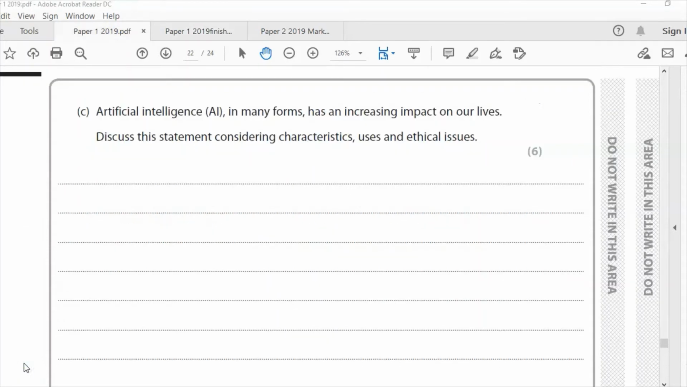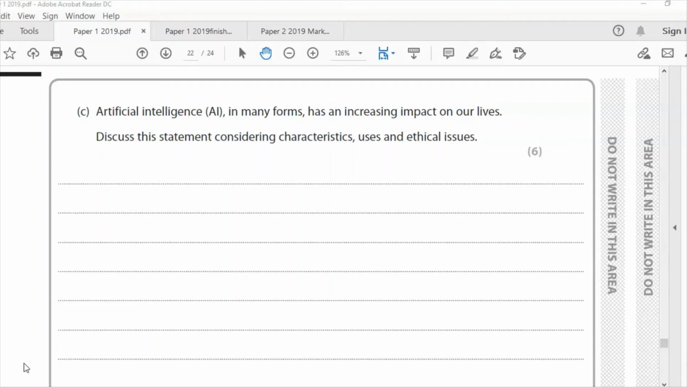Question C. This is a big question. This is the last question of the whole paper, and it is worth 6 marks. So it is pretty much a game changer. It's going to potentially increase your mark band. So it's worth having a go at this, but it's also worth understanding what you need to do with these types of questions to answer them.